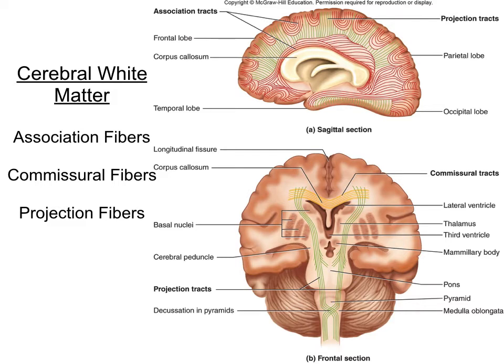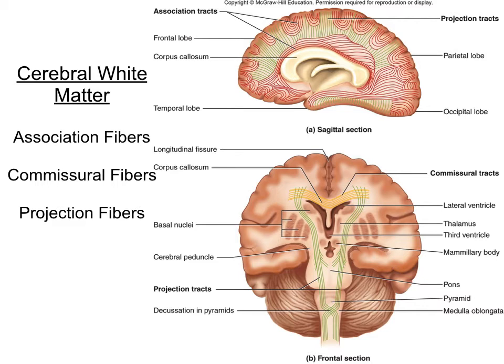Now, the largest bundle of commissural fibers is actually found in a structure called the corpus callosum. So this is in yellow in the lower image on the screen. It's a huge tract of commissural fibers connecting your right and left hemispheres. So between the association fibers and the commissural fibers, the entire cerebrum is networked.